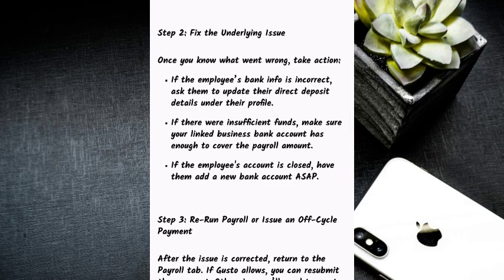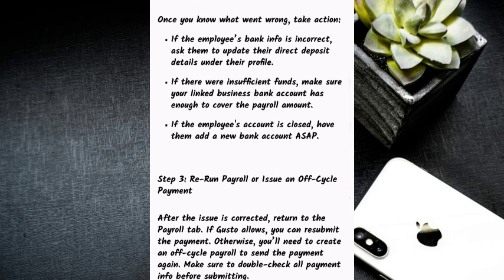Step 3, rerun payroll or issue an off-cycle payment. Now, after the issue is corrected, you want to return to the payroll tab. If Gusto allows, you can resubmit the payment. Otherwise, you'll need to create an off-cycle payroll to send the payment again. Make sure to double check all payment information before submitting.